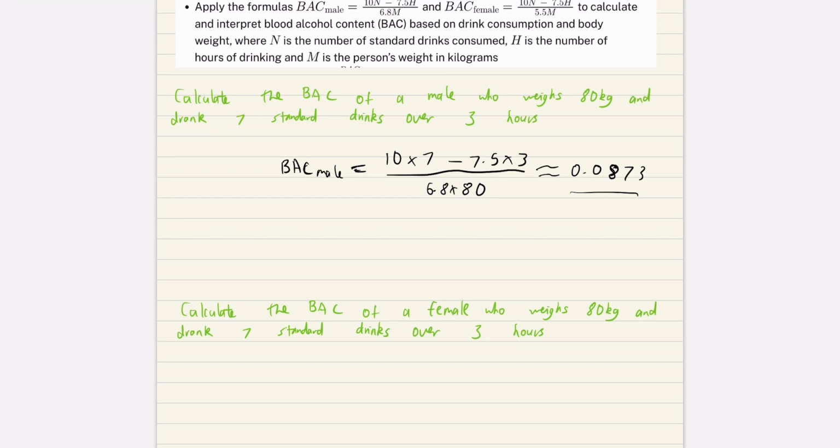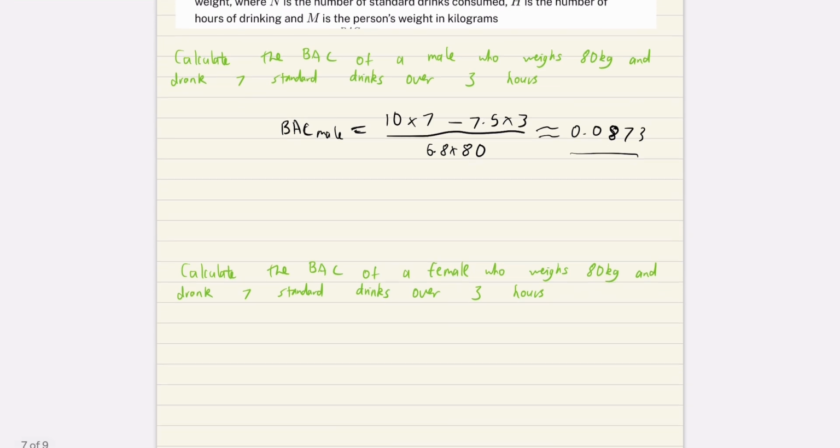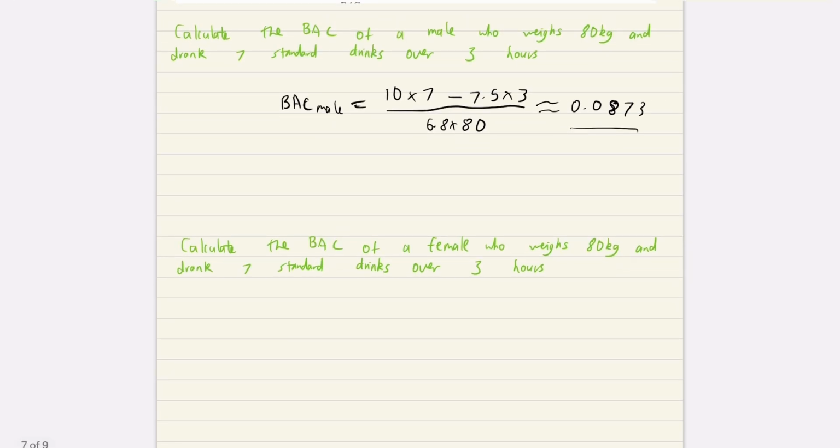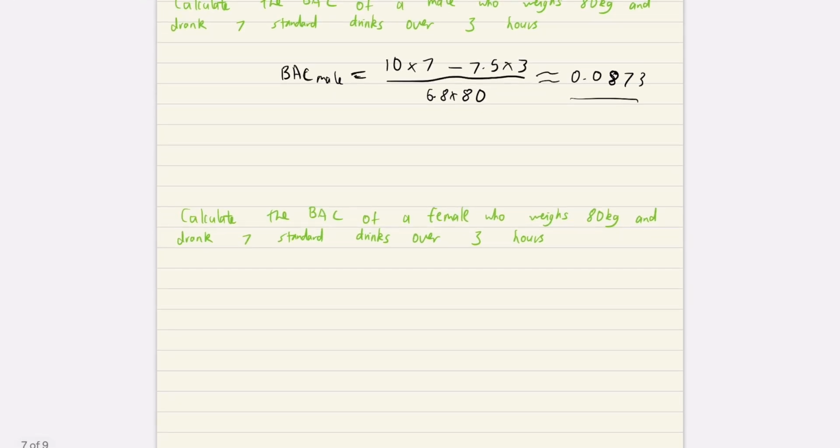If one's bigger, the other's got to be smaller. Unlike the blood alcohol content and the numerator, where they go in the same direction. When the numerator increases, so does the other, and vice versa. When one decreases, the other does as well. So we can expect our denominator to be smaller for the female case, which will make our blood alcohol content larger. So we should be getting a number larger than 0.0873.